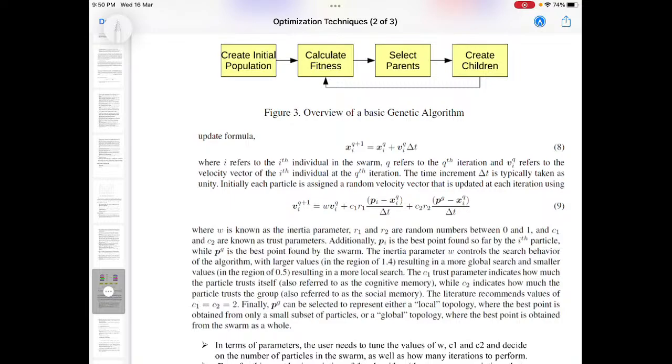Finally, p raised to g can be selected to represent either a local topology, where the best point is obtained only from a small subset of particles, or a global topology, where the best point is obtained from the swarm as a whole.